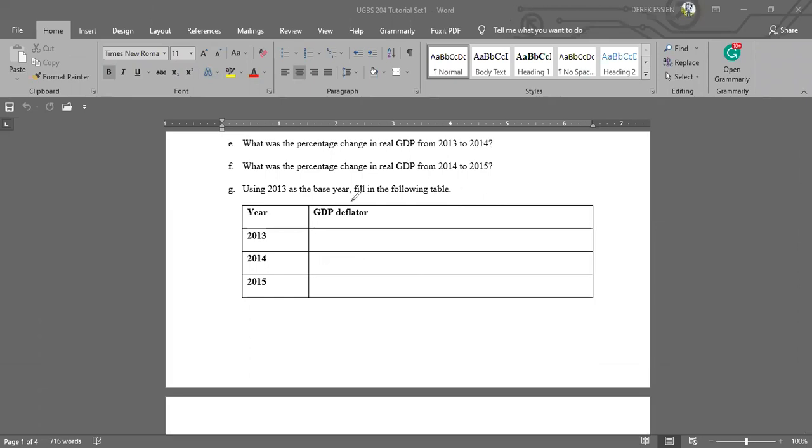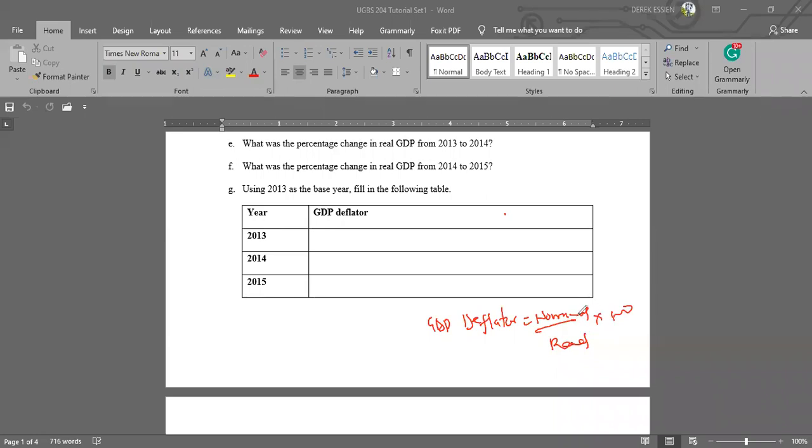Let's see this. You are asking for GDP deflator. Now, what is the formula for GDP deflator? GDP nominal over GDP real times 100. Nominal GDP over real GDP, all over real, times 100. Please remember that.